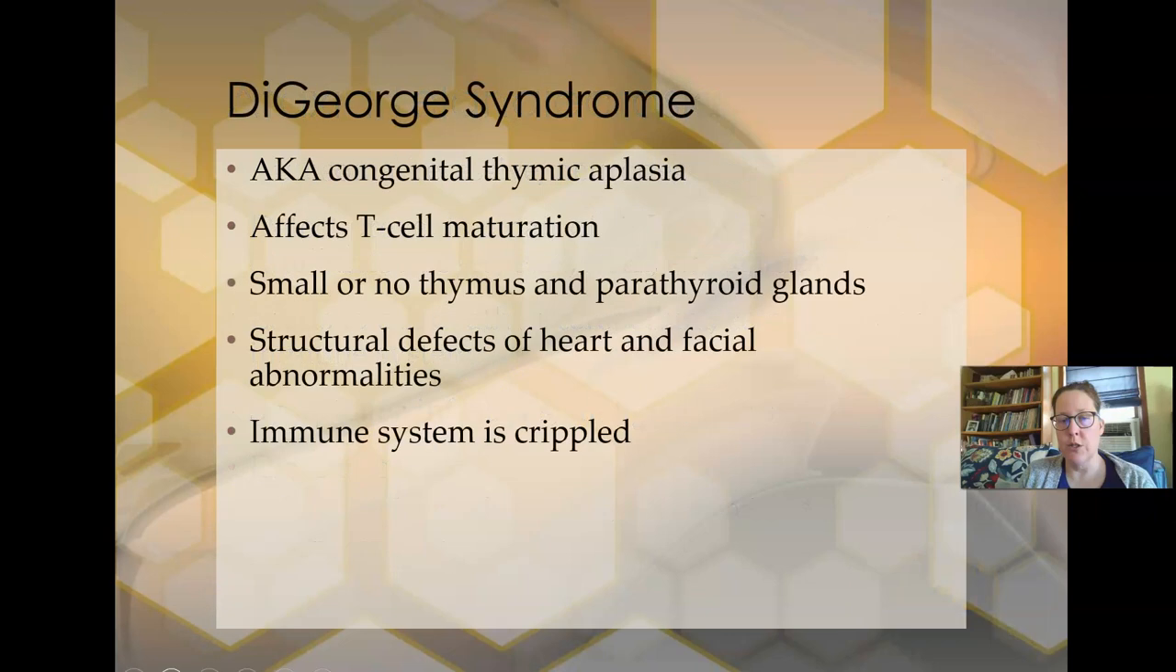Okay, DiGeorge syndrome is also known as congenital thymic aplasia, and it affects T cell maturation. You have a small thymus or no thymus at all, and the parathyroid glands may be affected too. You also have structural defects of the heart and facial abnormalities in DiGeorge, and the immune system is crippled. It's crippled because the cell that really coordinates the entire immune system is the T helper cell, and it hasn't matured, so it doesn't know what to do, and that will cripple the immune system.